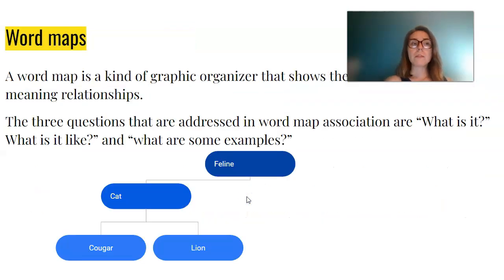So word maps are great graphic organizers for students in order to figure out the levels of thinking. So there are three questions that need to be addressed in a word map. It's what is it? So for instance, I chose the word feline here. What is a feline? Well, what is it like? And you say cats, and then what are some examples? Cougars and lions. And you can use word maps to associate those higher level words that the students aren't really grasping, and to kind of define it using those word maps.